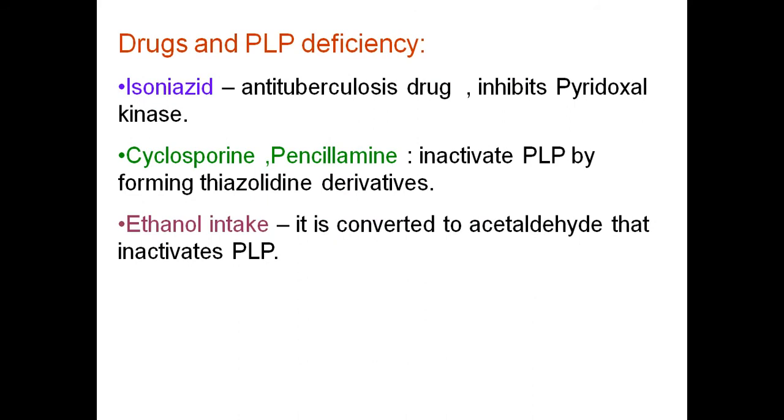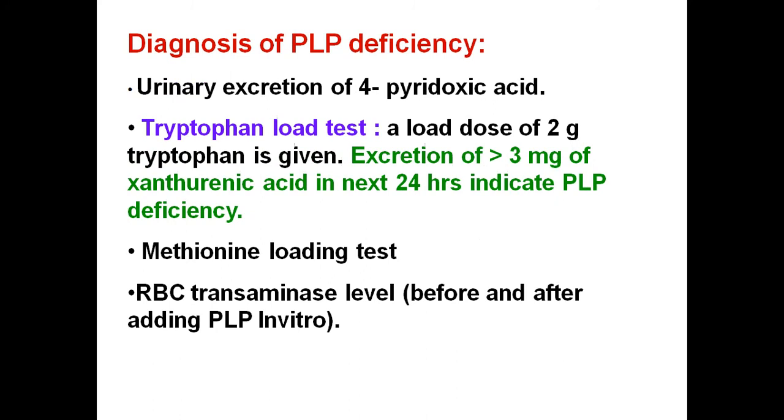If you see the drugs which can cause pyridoxal phosphate deficiency, isoniazid is an anti-tuberculosis drug that can inhibit pyridoxal kinase. As a result, there is less formation of pyridoxal phosphate. Then cycloserine, penicillamine and other drugs can inactivate pyridoxal phosphate by forming thiazolidine derivatives. And alcohol intake also can cause pyridoxal phosphate deficiency, because ethanol is converted to acetaldehyde, which inactivates pyridoxal phosphate.